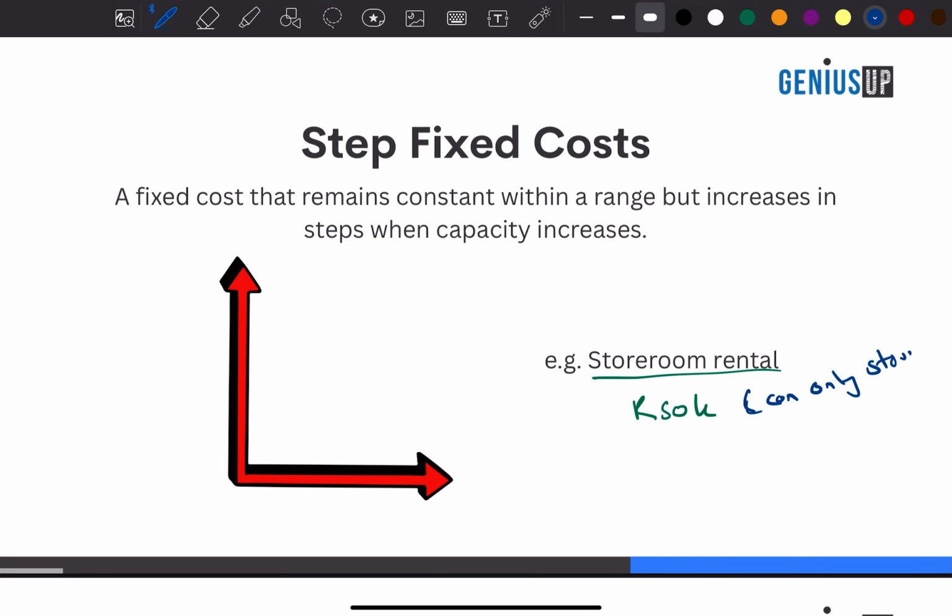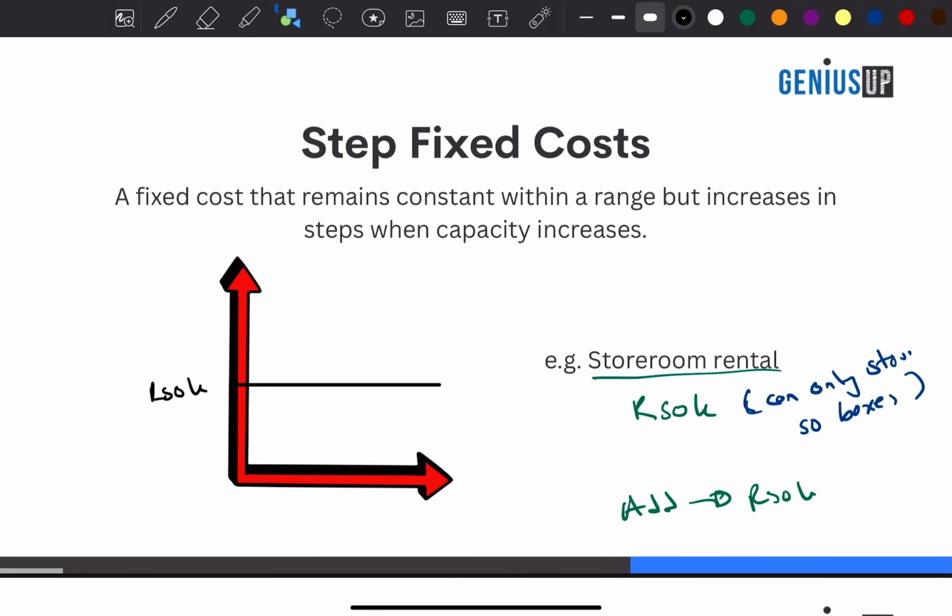store, let's say, can only store 50 boxes. Just making an example. So you're renting out this storeroom, it can only store 50 boxes and you have to pay 50,000. If you go above 50 boxes, you need an additional storeroom, which you can also rent out at 50,000, for any boxes that are above 50 boxes. So the idea here is, let me just say 50K.